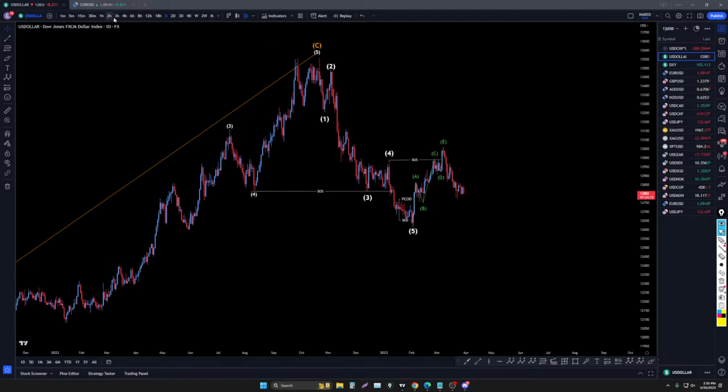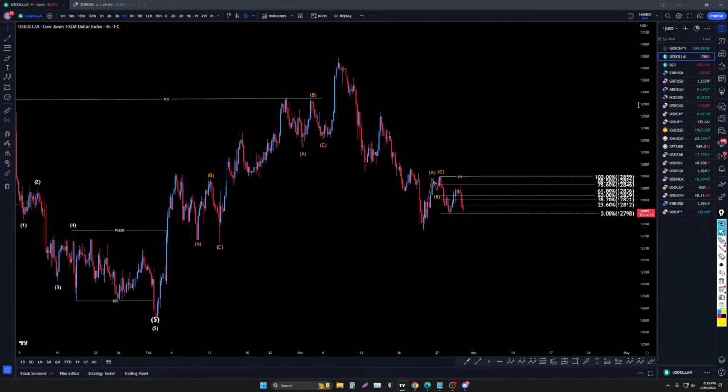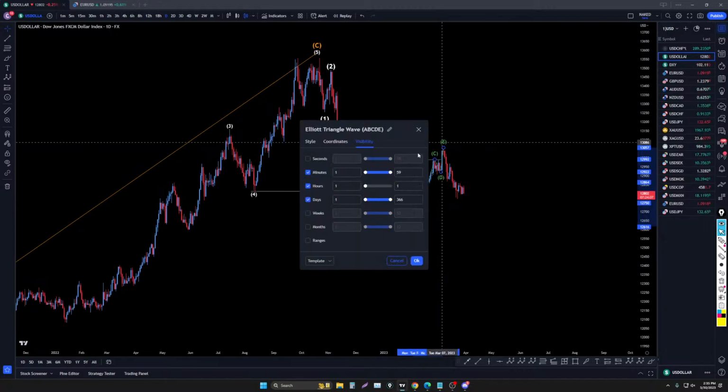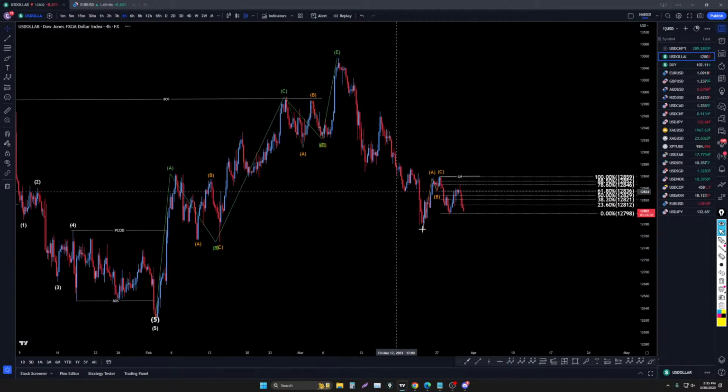So let's take it down to the 4-hour time frame. On the 4-hour time frame, hold on a second, let me change that real quick. I want to see that on all time frames. So going down to the 4-hour time frame is where it starts to look like a downtrend.